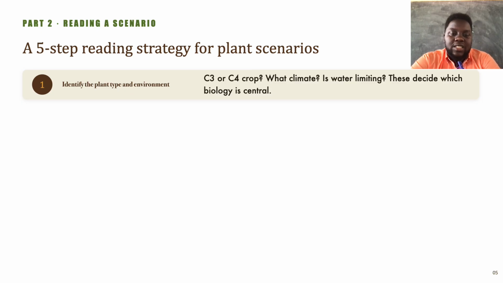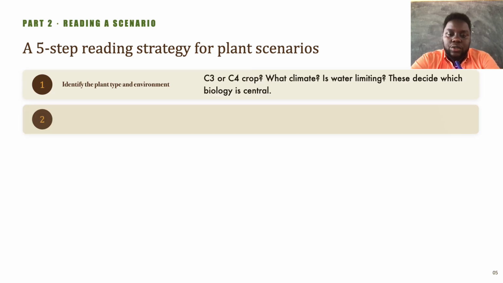If you get this wrong at step 1, you will be explaining the wrong mechanism for the rest of the question. Step 2, look for the problem. Is the yield declining? Are stomata closing? Is germination failing? This is going to tell you which biological process you need to focus on. A question about wilting is going to point you towards water relations and stomatal behavior. A question about poor seed establishment is going to point you towards dormancy and germination physiology.